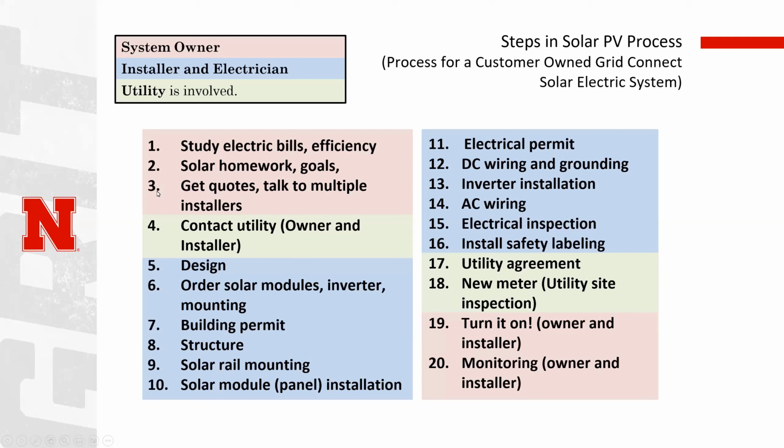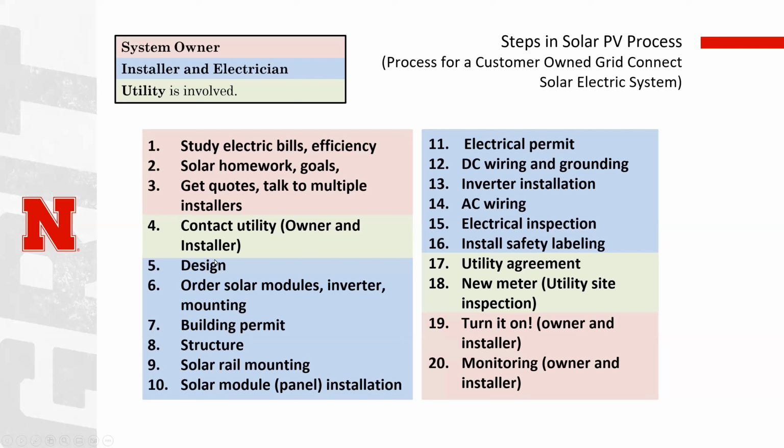Get quotes and talk to multiple installers, and then contact your utility. And you really need to contact your utility early in the process, just so that you're not surprised and they're not surprised. And also, you need to contact the utility before you sign a contract with installers. Part of the reason is that we talked about those policy differences at the beginning. And if there's a policy or something that causes a very long-term payback and it's maybe not as good economically, you need to know that really early before you've signed any contracts. So talk to the utility. They can also help you through the process at times. So you want to talk to them very early.